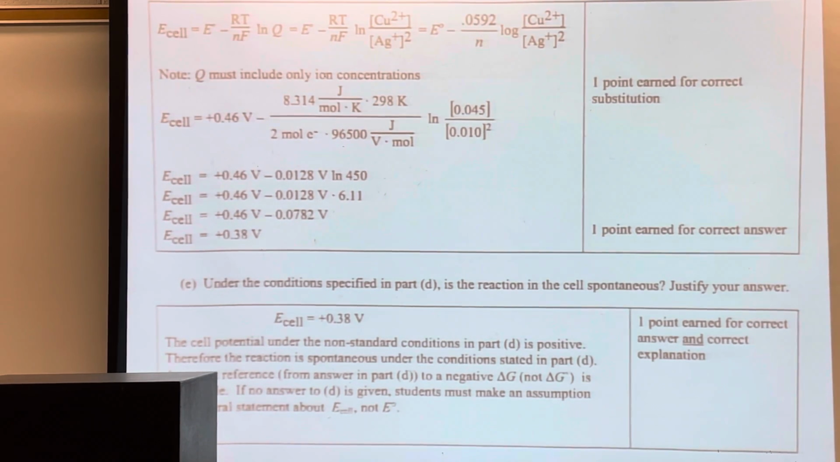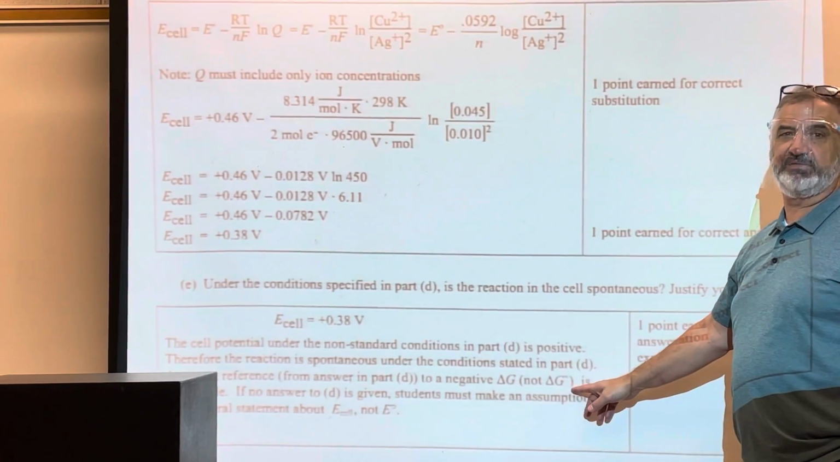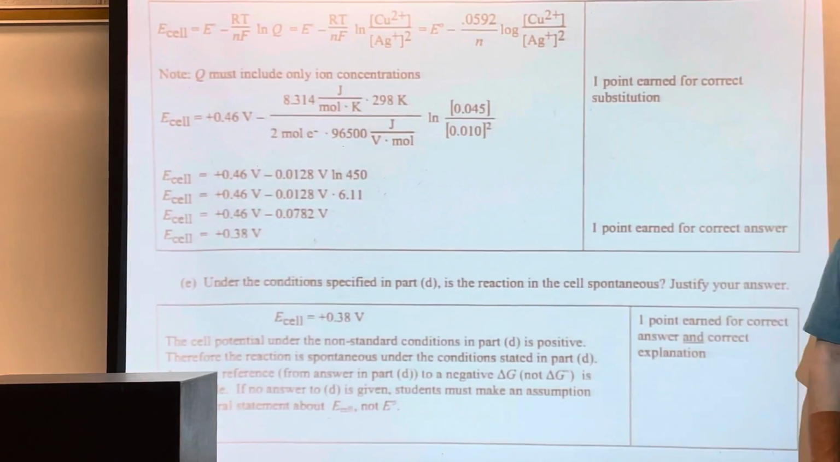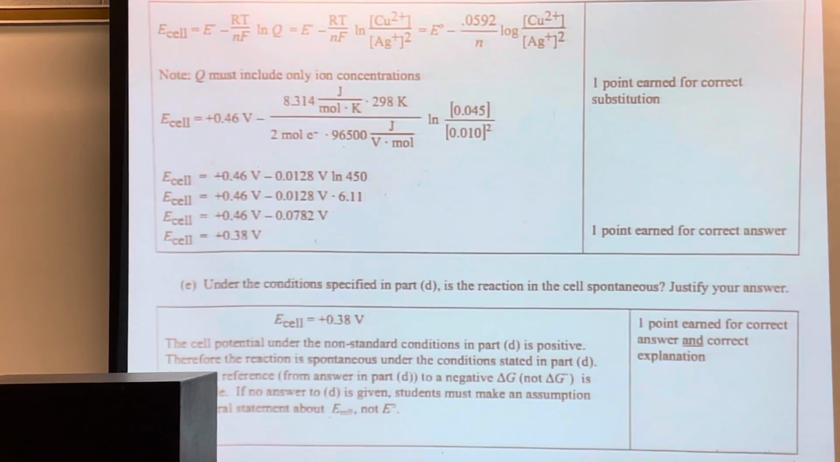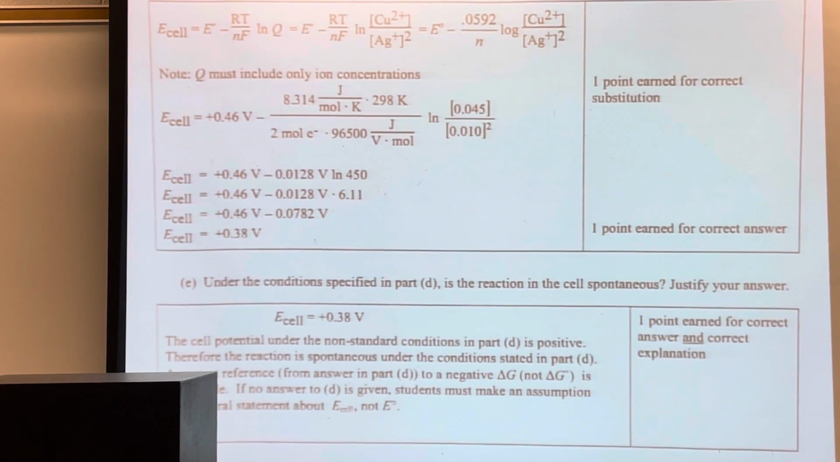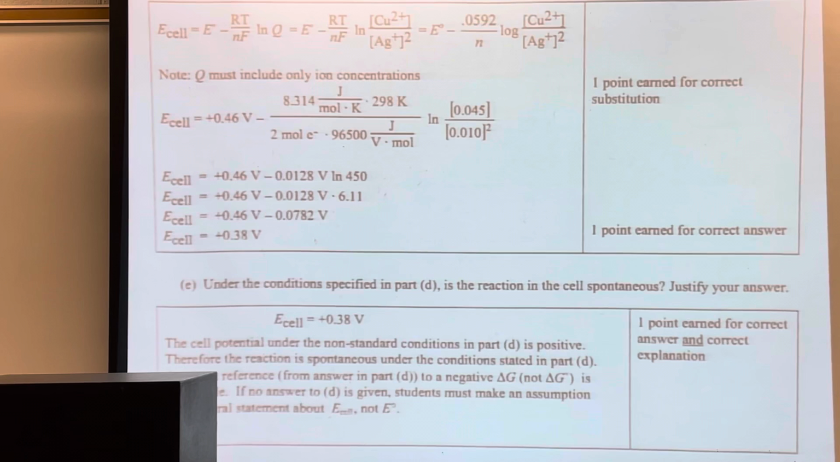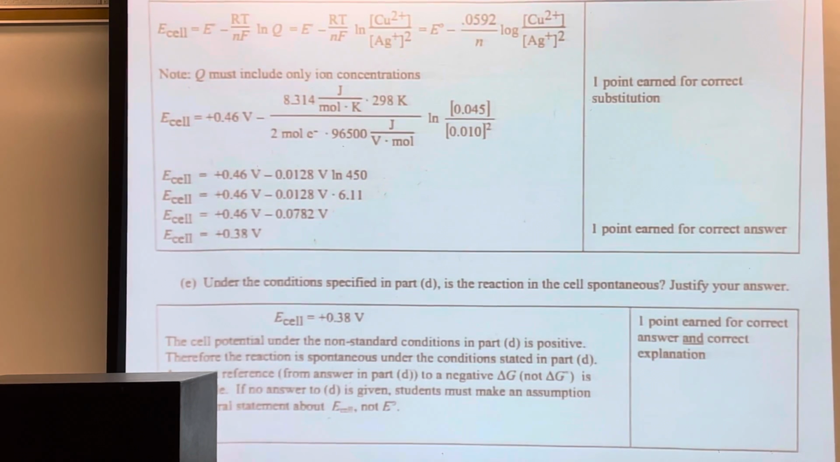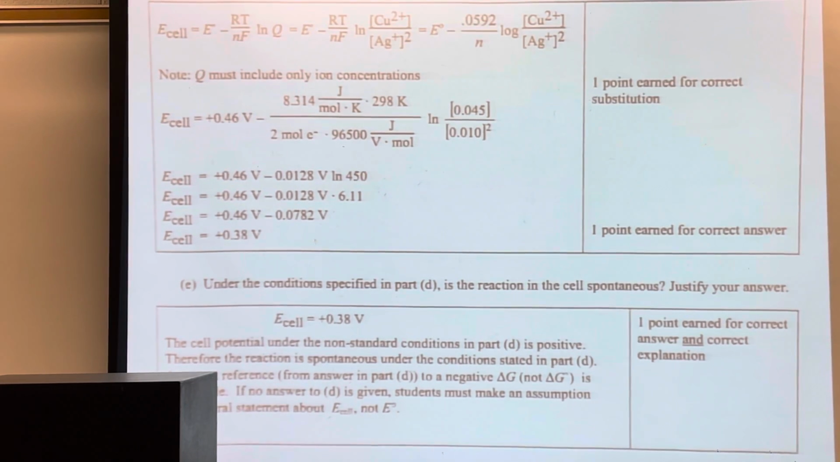So on E, it gives you two choices. Number one, the simplest answer is E cell is positive, therefore the reaction is spontaneous. But you could also relate it to delta G from previous, where you had delta G being negative. But note they say you have to say that delta G is negative. You can't just say it's spontaneous because of delta G. You got to specify that it's a negative value of delta G. Any questions on this one?